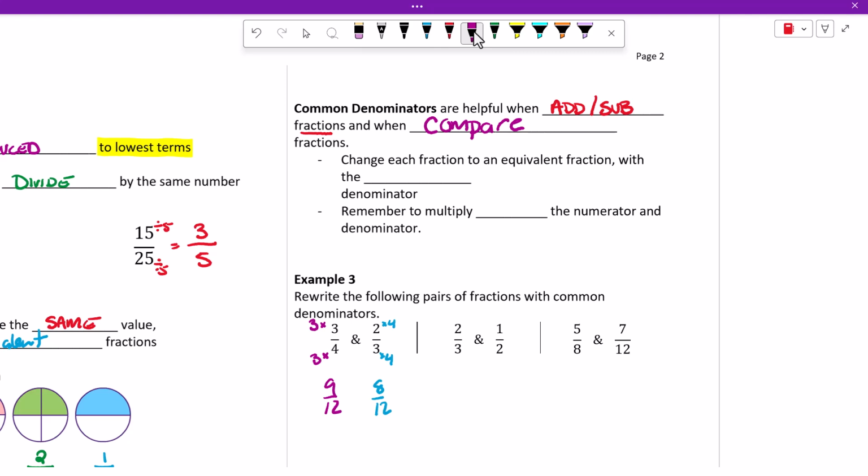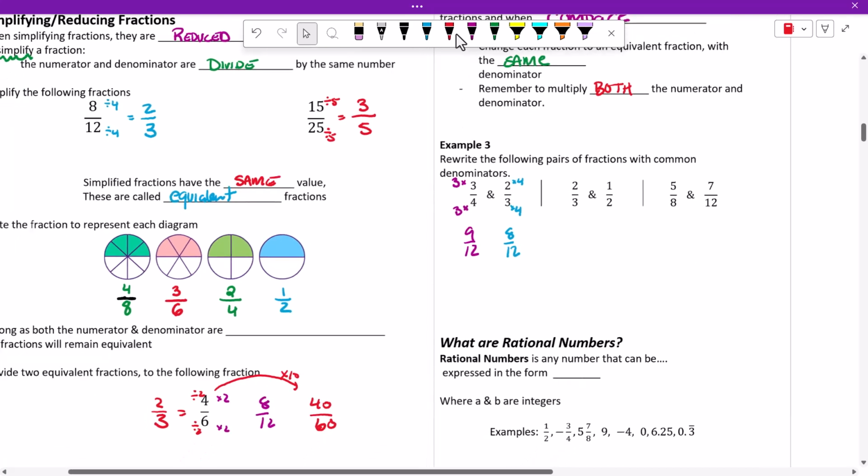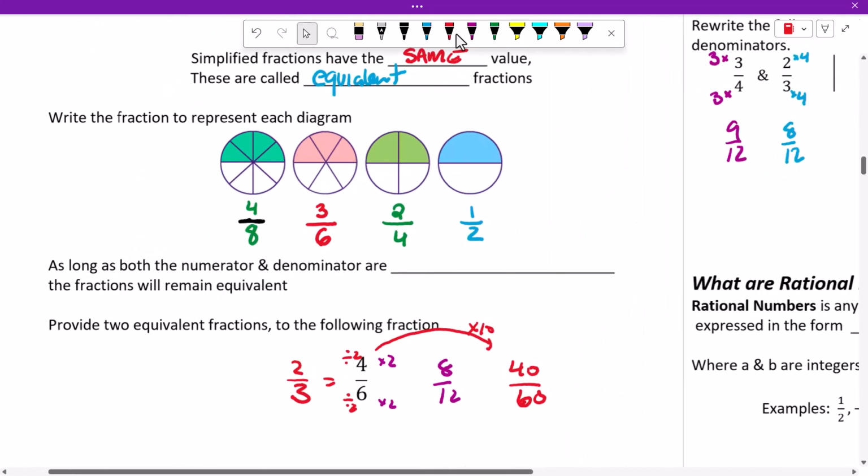So change each fraction for common denominators so they have the same denominator. Remember to multiply both the numerator and denominator. And I just realized I think we forgot to fill in the blank over here, and this one here. If you want to talk about equivalent fractions, as long as both the numerator and the denominator are multiplied or divided by the same number, things stay the same. So we should fill that one in.